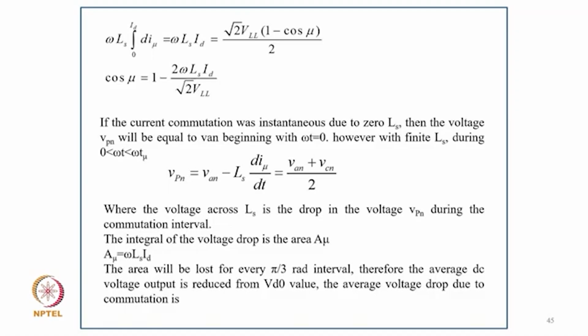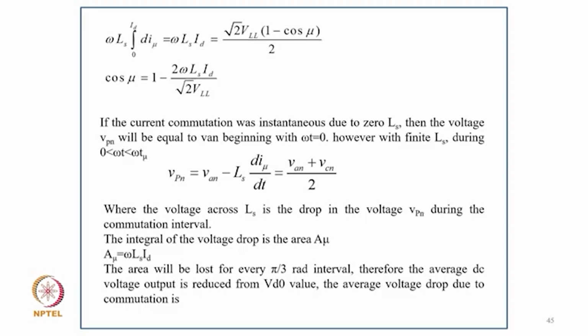beginning at omega t. However, with the finite Ls, during omega t from 0 to mu, Vpn equal to VAN minus Ls diu/dt equal to VAN plus VCN by 2. So the voltage across Ls is the drop in the voltage Vpn during the commutation interval, and the integral of the voltage drop, the area Au, equal to omega Ls Id, and this area will be lost for every pi by 3 radian interval.